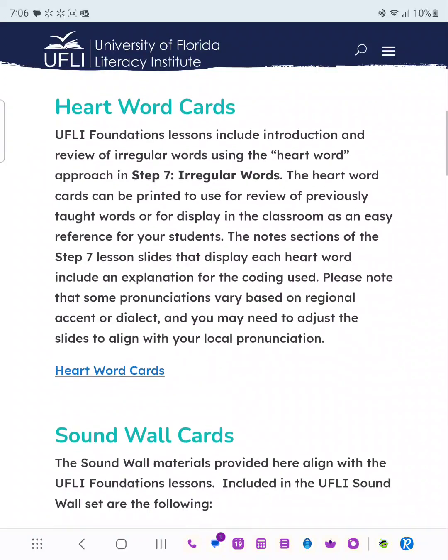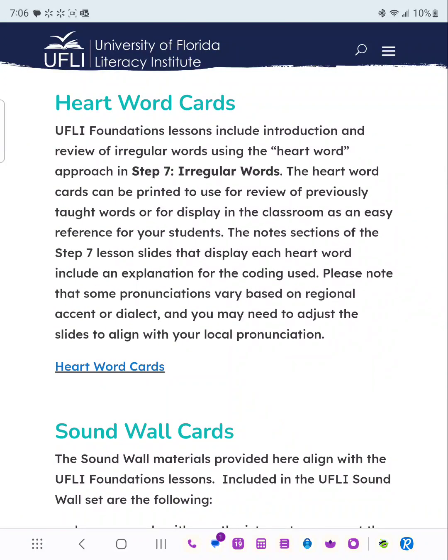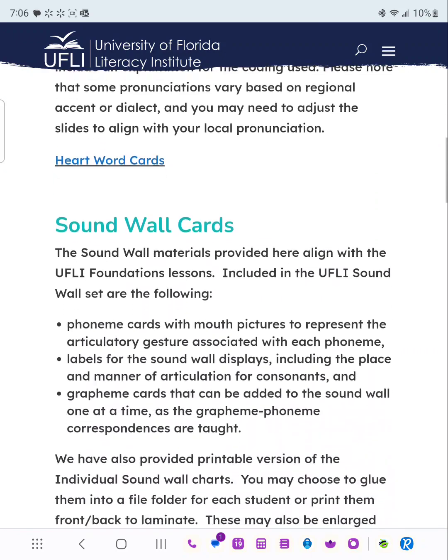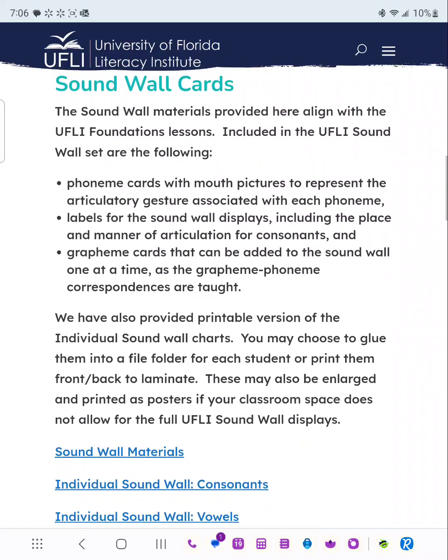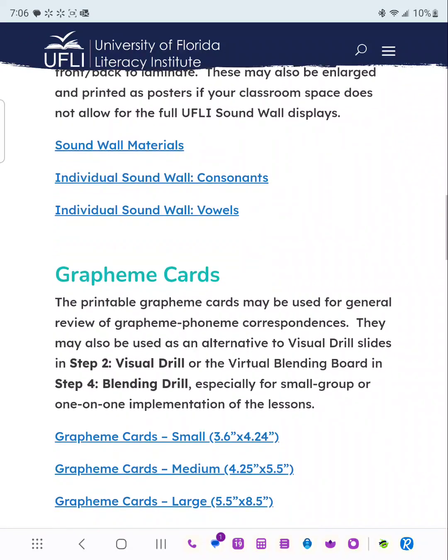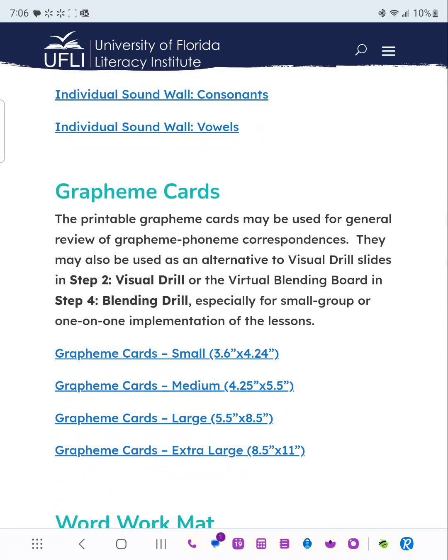And when we're talking about heart words, those are your sight words. The words that are irregular, temporarily irregular, they just don't fit in the phonics box. They don't follow the rules. So they have to learn those by heart. They've got sound with everything in here, and your vowel valleys, things like that.